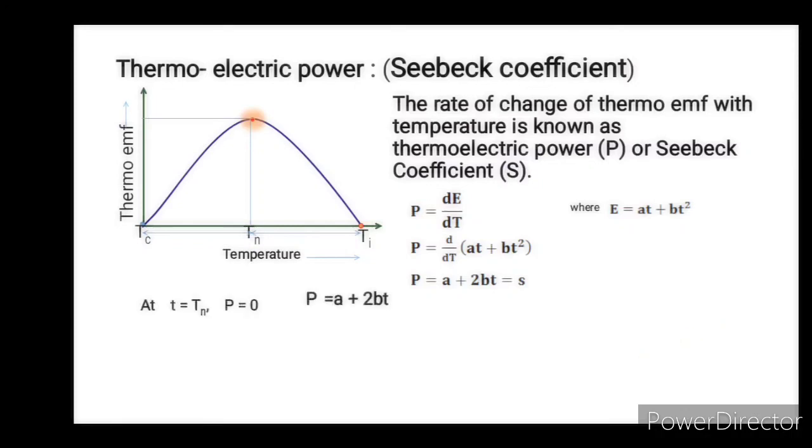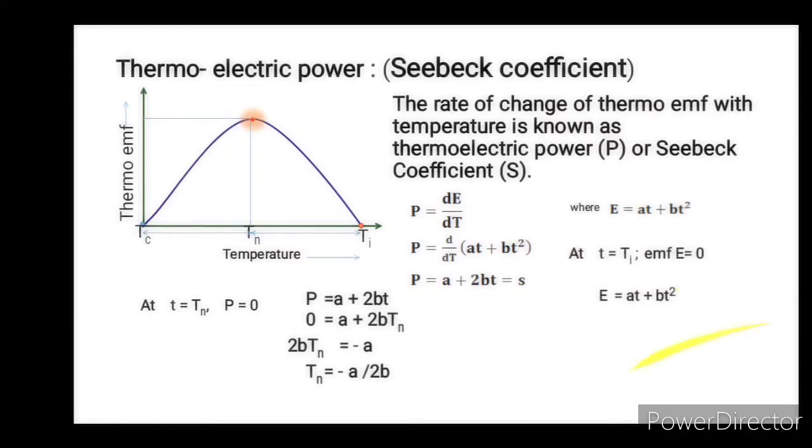At T = Tn, power P is equal to 0. Hence, neutral temperature Tn is given by -A/2B. At inversion temperature, at T = Ti, EMF E is equal to 0. If you substitute these values, then the expression for Ti will be equal to -A/B, where the temperature of the cold junction is at 0 degrees Celsius.